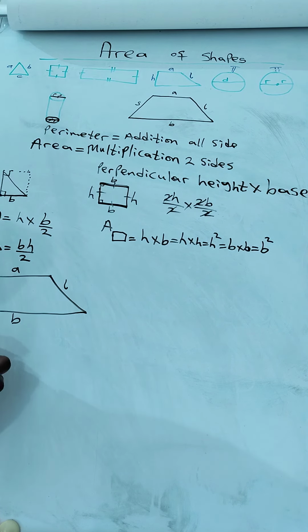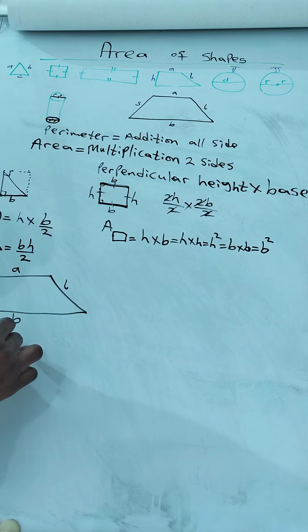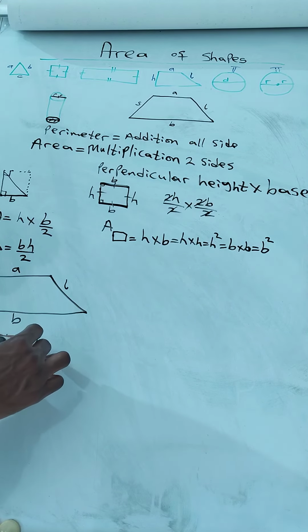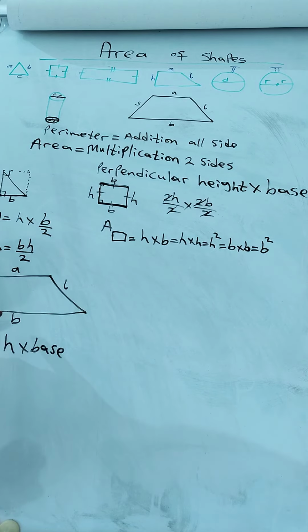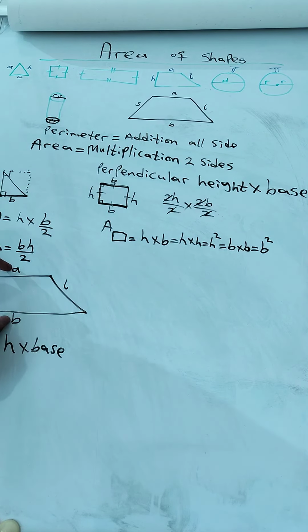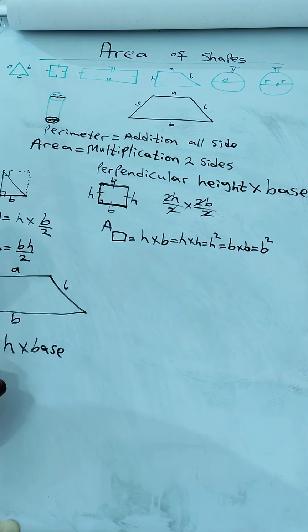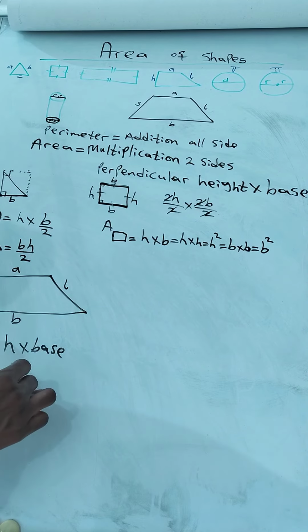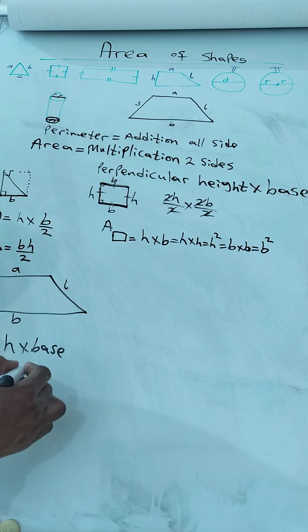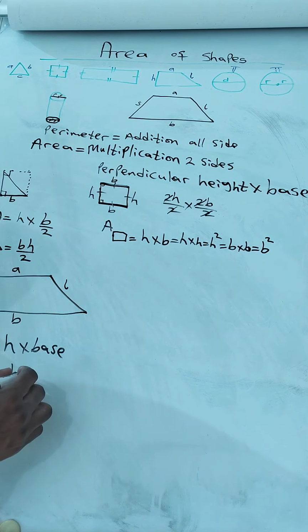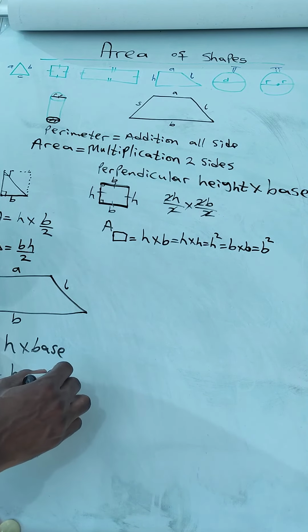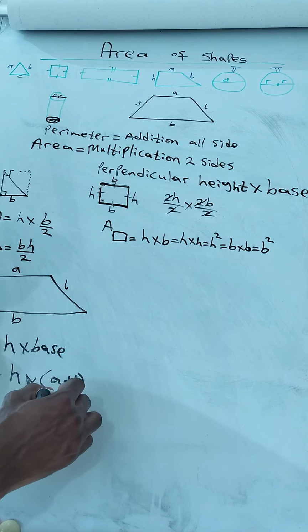Now, we have to find the average of that base. First, the area of the trapezium is supposed to be the perpendicular height times base. But in this case, we have two bases for the trapezium, and we need to find the average of that base. That would be a plus b divided by 2. We are adding two things together, so we divide it by 2. That will give us the average. That is, the area of a trapezium will be height times a plus b divided by 2.